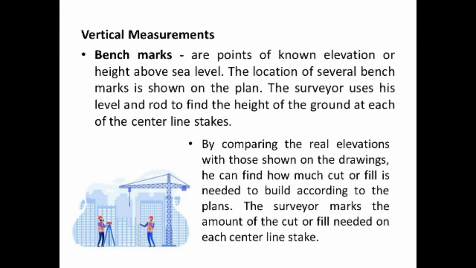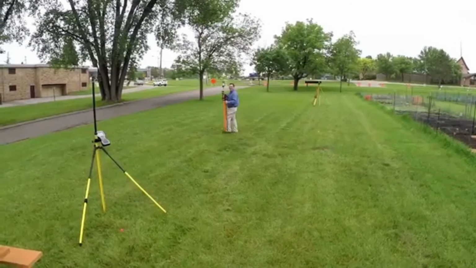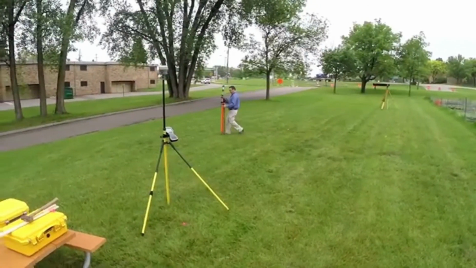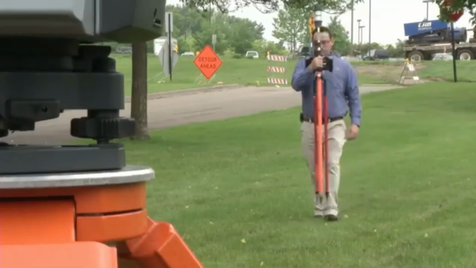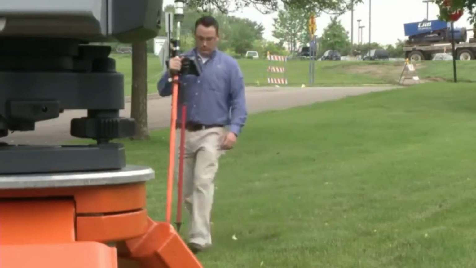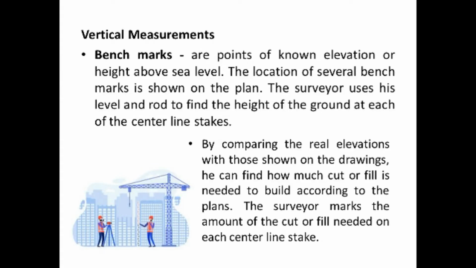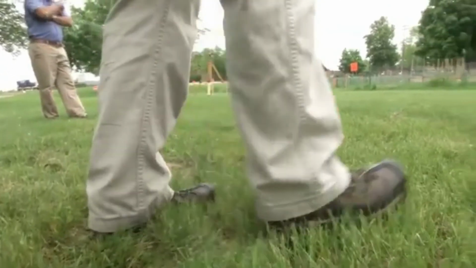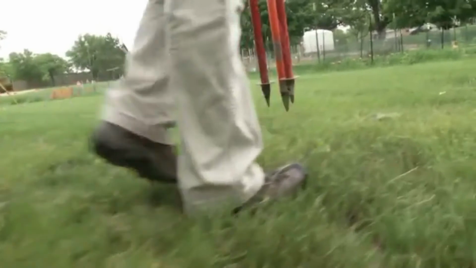Now that we have determined the horizontal measurements, vertical measurements must then be made. If in horizontal measurements we have the control points, here in vertical measurements we have the benchmarks. Benchmarks are points of known elevation or height above sea level. The location of several benchmarks is shown on the plan. The surveyor uses his level and rod to find the height of the ground at each center line stake.